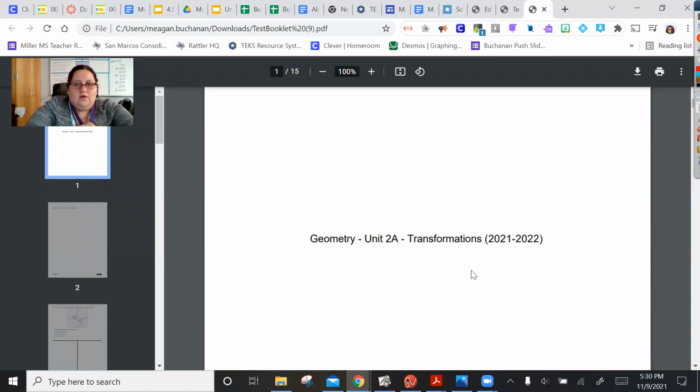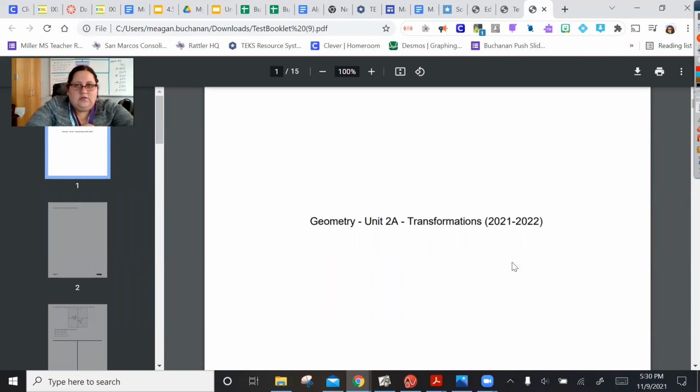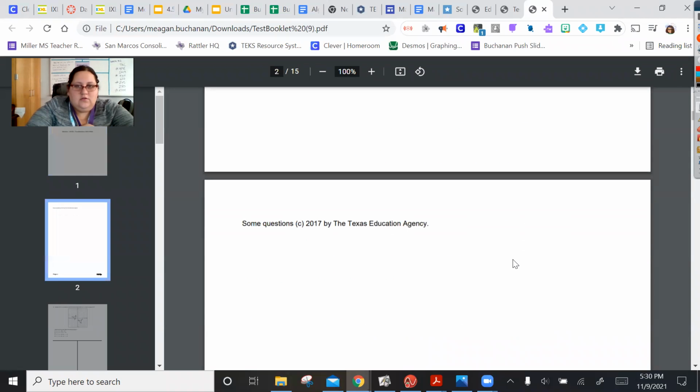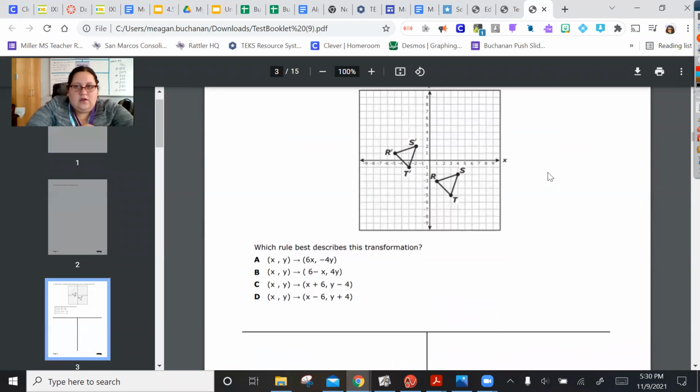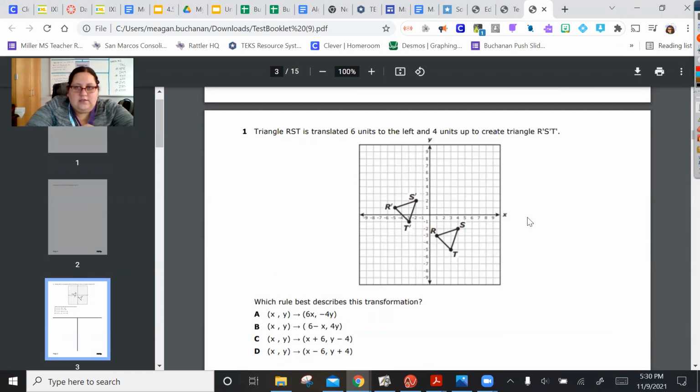Okay, so we're gonna go ahead and go over our transformations test corrections. It says triangle RST is translated 6 units to the left and 4 units up to create our transformation of RST. What rule best describes this transformation?